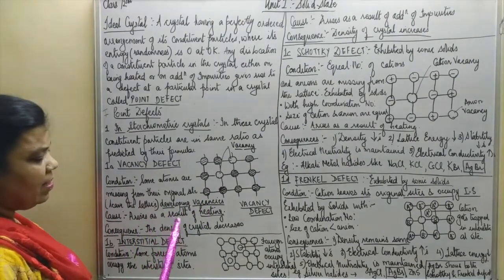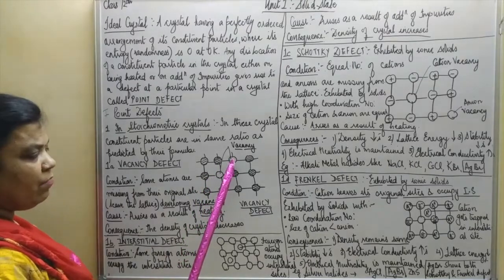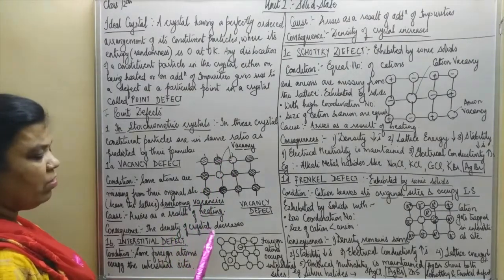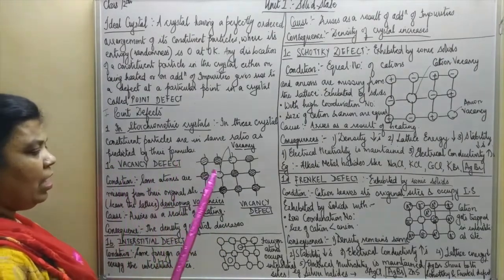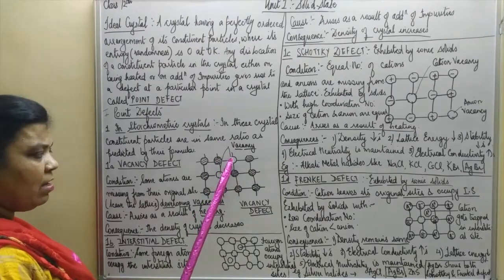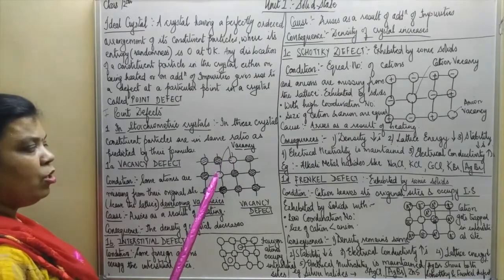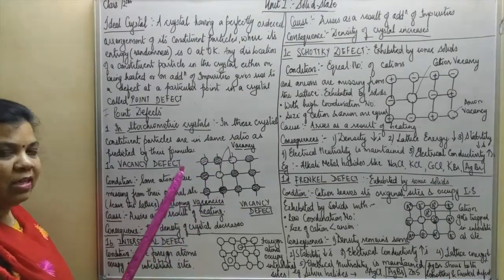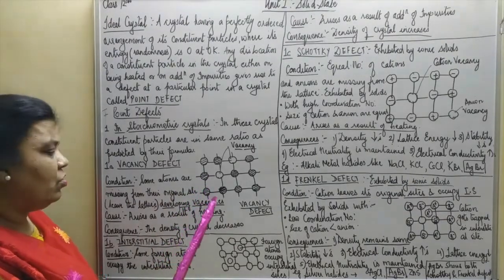Cause: it arises as a result of heating. Consequences: because the atoms are missing from the lattice, the density of the crystal decreases. So remember, this is vacancy defect, in which atoms leave their original site and move out of the lattice and create vacancies known as holes, due to which the density of the crystal decreases. And remember, this type of defect arises as a result of heating.